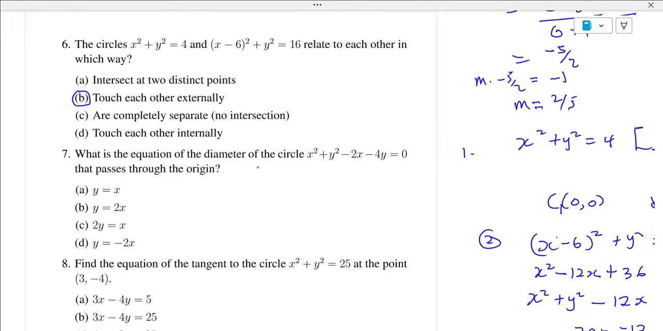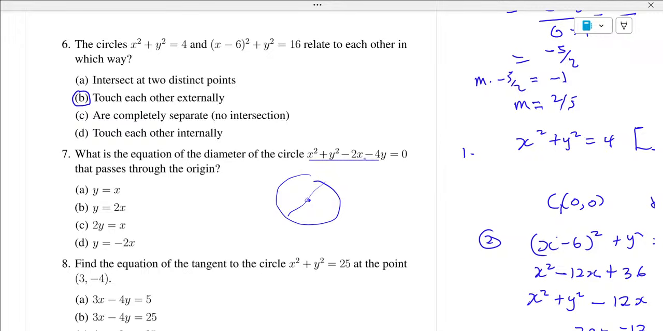What is the equation of the diameter of the circle x squared plus y squared minus 2x minus 4y equal to 0? So we are looking at the equation of the diameter. If it is the diameter, then we are talking about a line that passes through the center. So how do we find the equation of the diameter? We have to find the center from the equation of the circle.